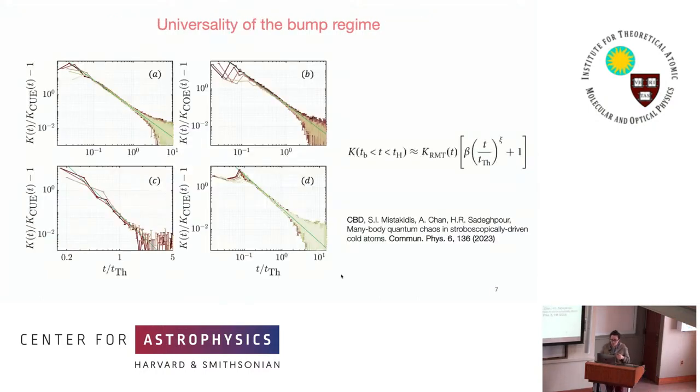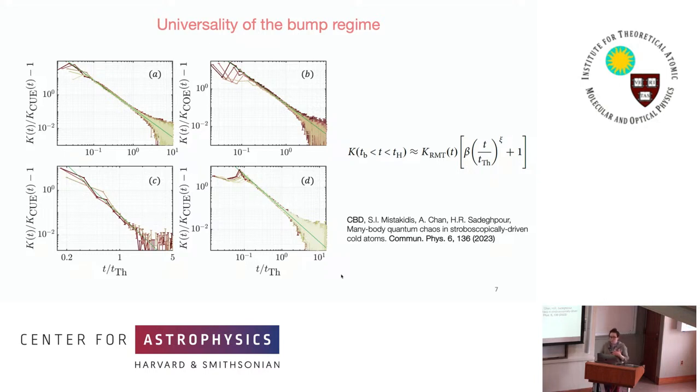And if we rescale the x-axis, the time, with the Thouless time, and the y-axis with the analytical prediction of the spectrum form factor, we see that the different system sizes collapse on each other, and for different parameters, etc. In all of these, the scaling function turns out to be just a simple power law. So this suggested that we can write down a spectrum form factor with an early time correction as a power law, which suggests a universality in the bump regime.